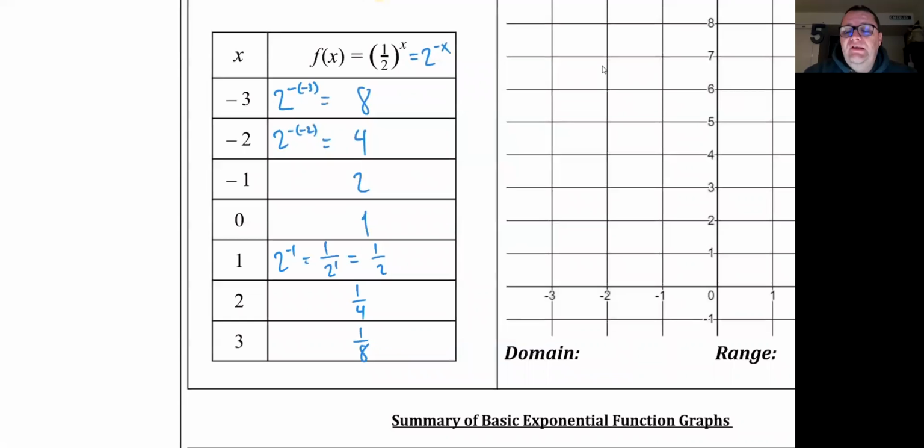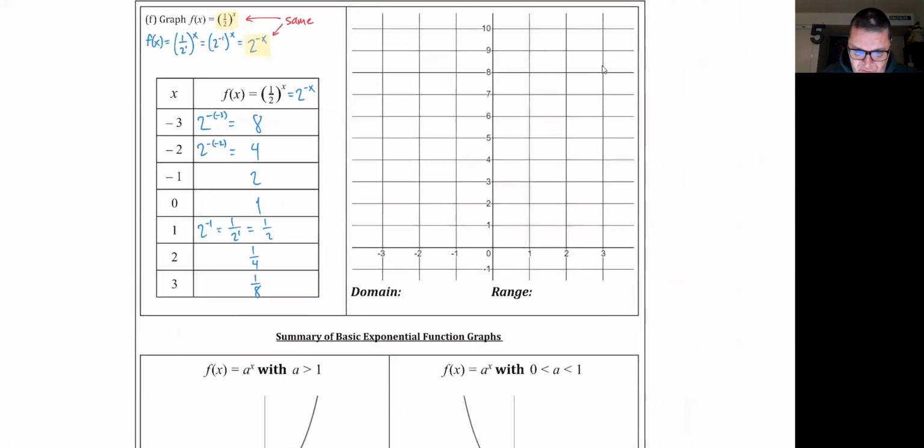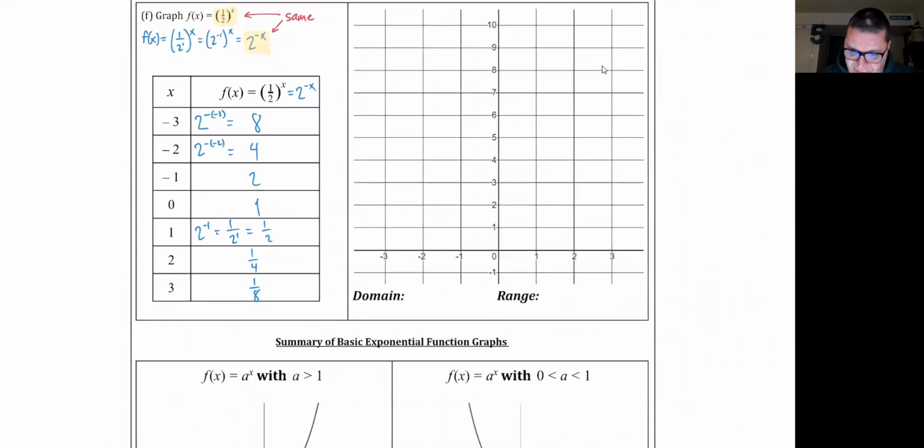When we have 2 to the x, we start from smaller y values to greater y values, meaning the graph is always increasing. But now we can see that as we're moving from left to right, the y values are decreasing. And let's see that on the graph. So we start with -3, and we go all the way up to 8, then come down to 4, come down to 2, come down to 1, 1/2, 1/4, and 1/8.